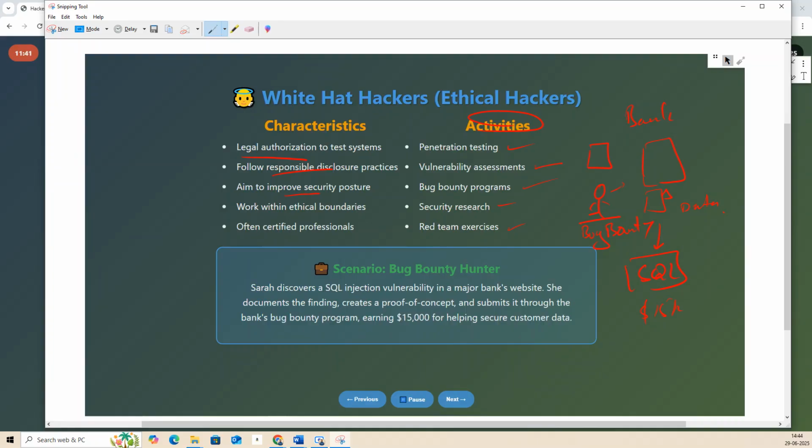White hat hackers are finding vulnerabilities before the bad guys do. If your organization isn't working with ethical hackers through penetration testing or bug bounty programs, you're essentially hoping that criminals won't find your vulnerabilities before white hat hackers do. And that's a bet you don't want to lose. Now, let's talk about the other side of the coin, the black hat hackers.